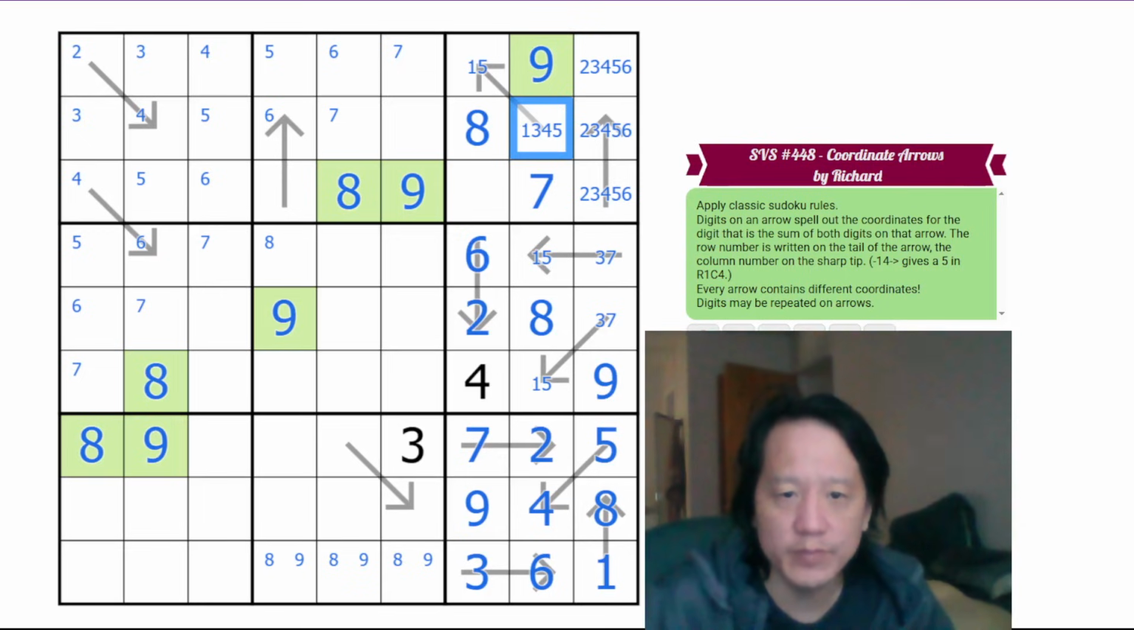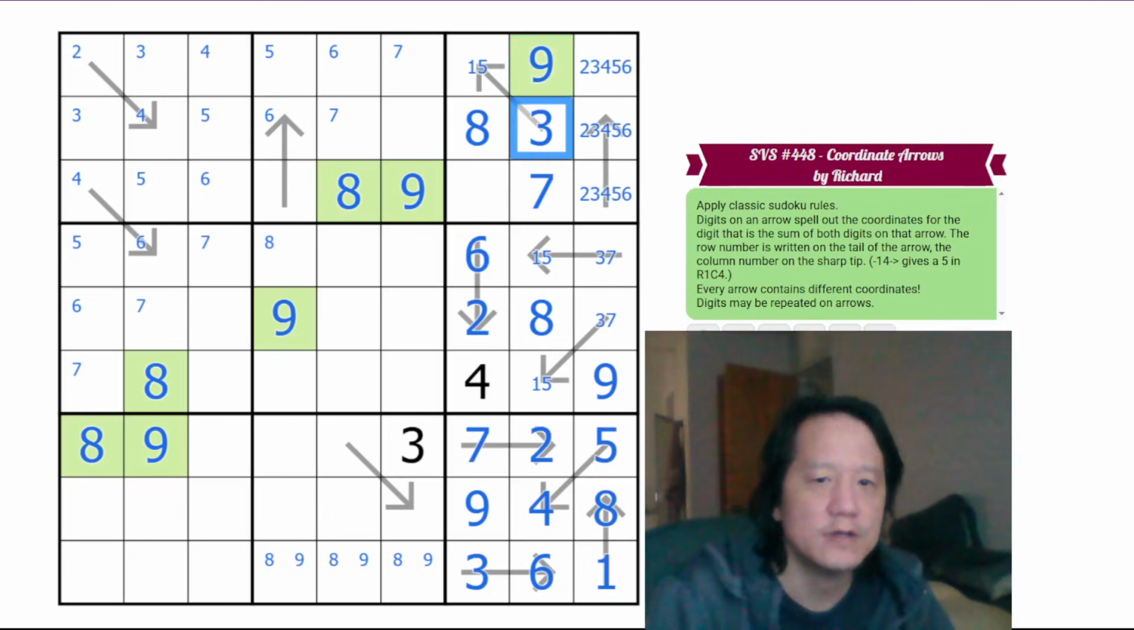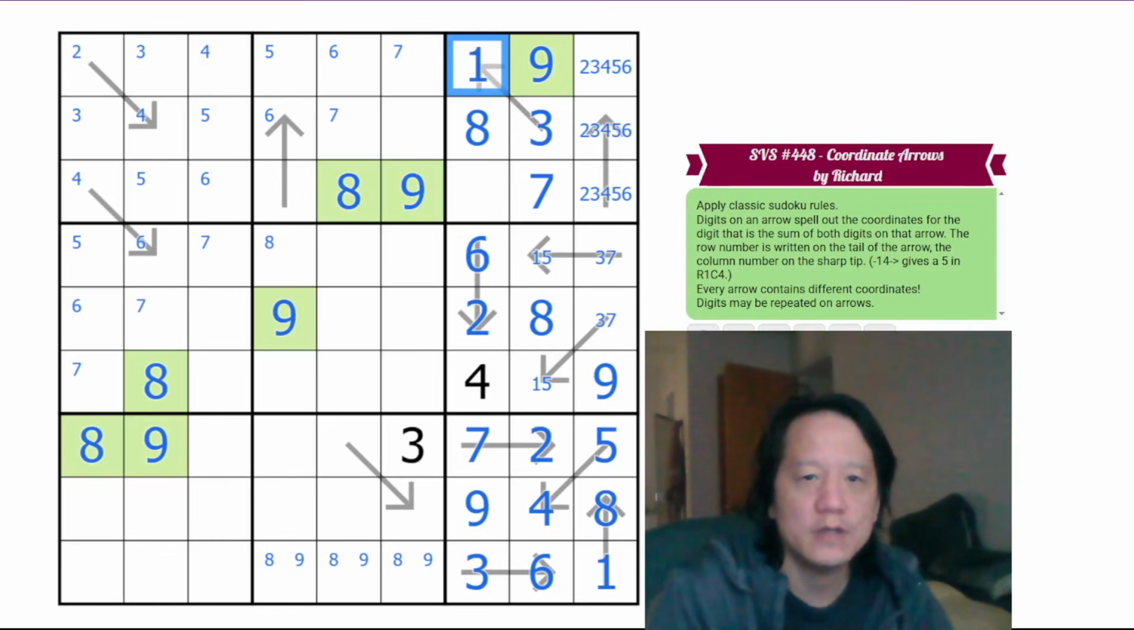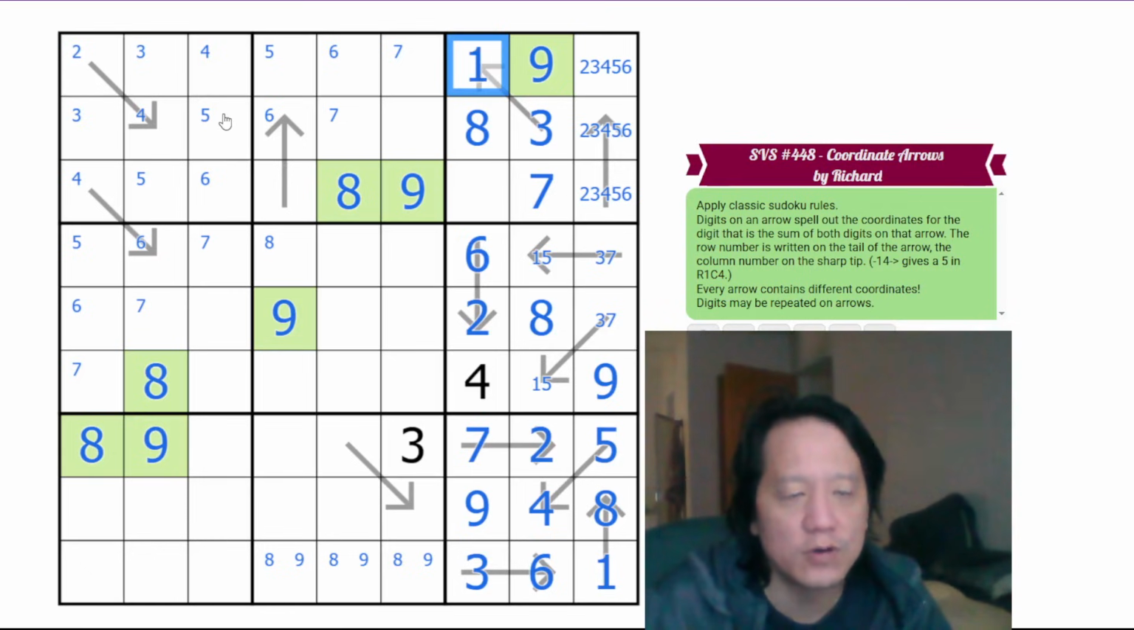Okay, this cannot be 1, 4, 5. So this has to be 3. So 3 and 5 is already pointed to. Right, we already have a 3, 5 pointing to 8. So this must be 3 and 1, which means it points to a 4. So row 3, column 1 is a 4.